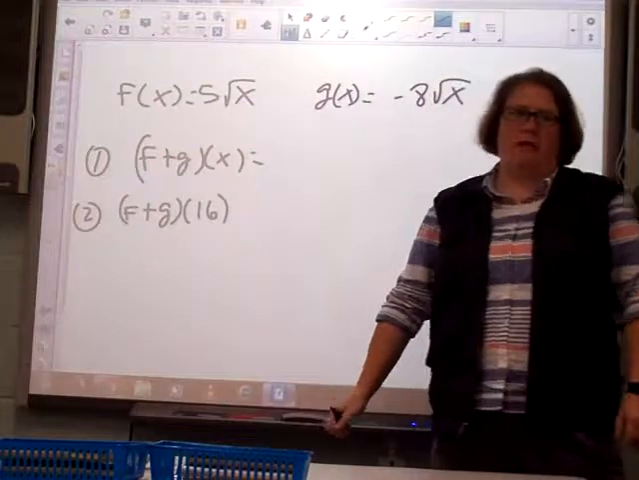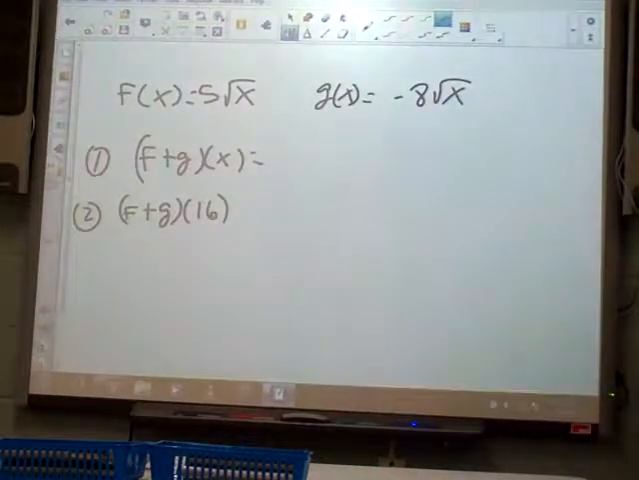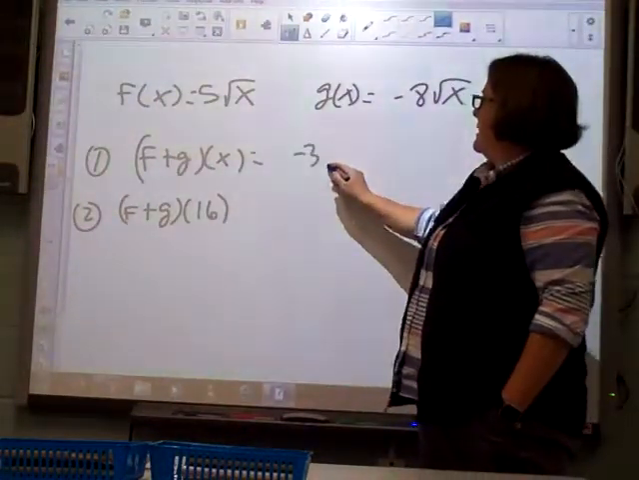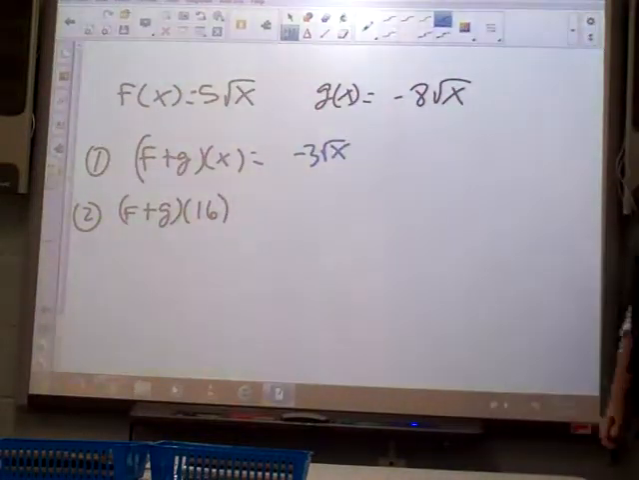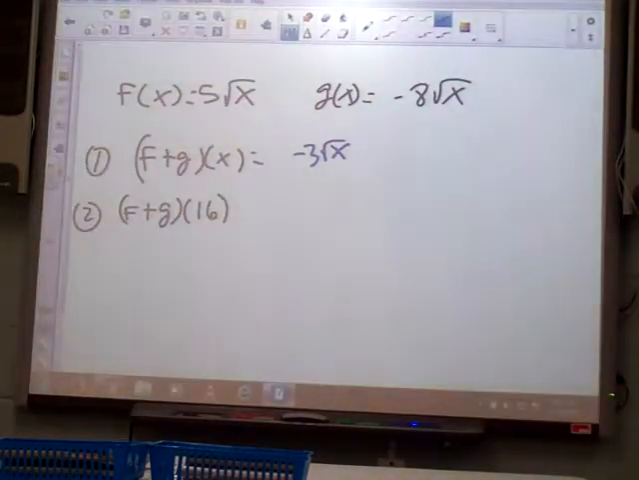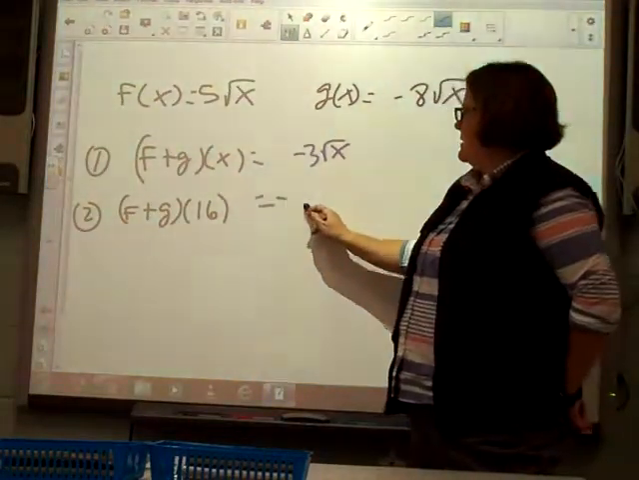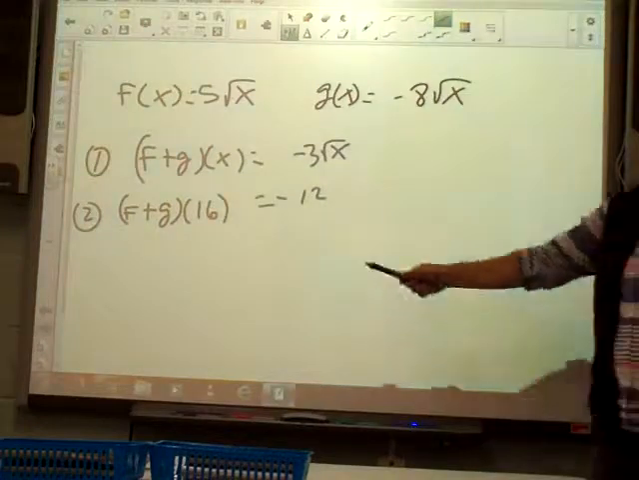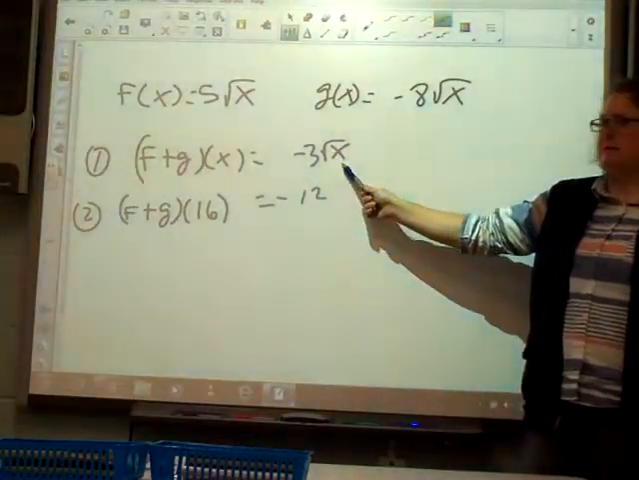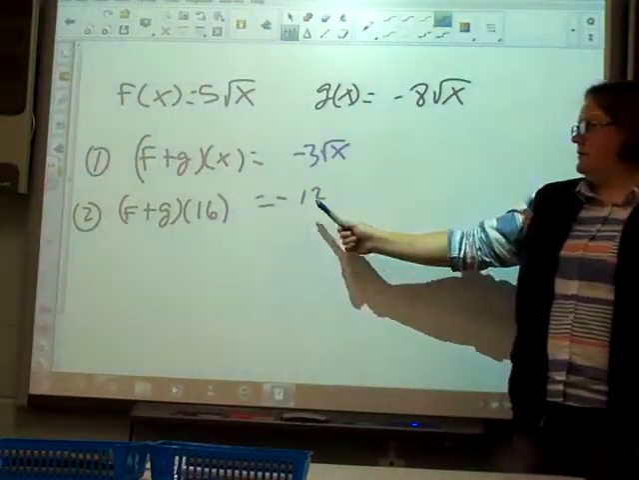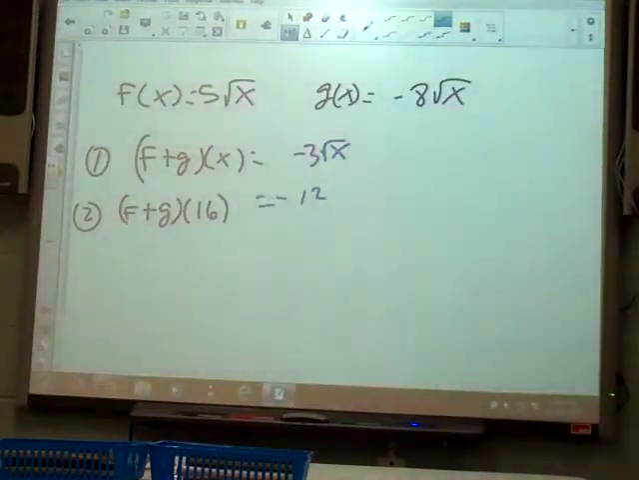Alright, for f plus g of x, Dalton, what'd you get? Negative 3. Alright, Dalton says that 5 square roots of x plus negative 8 square roots of x is negative 3 square roots of x, and he is exactly correct. Great job. Alright, now, for f plus g of 16, Jody, what'd you get? Negative 12. Okay, let's check that out. We plug a 16 in here. Square root of 16 is 4. 4 times negative 3 is negative 12. Fantastic. Everybody good on those?